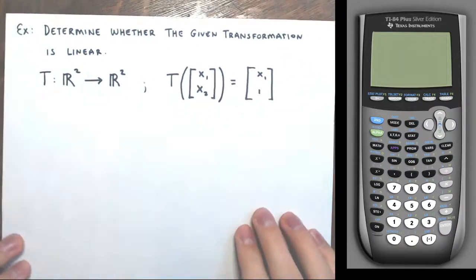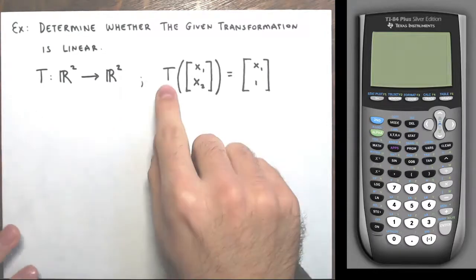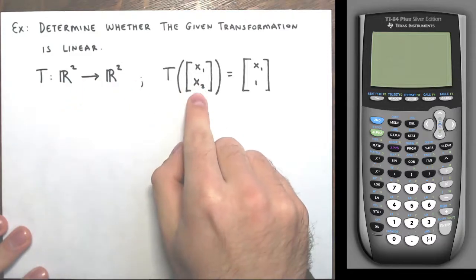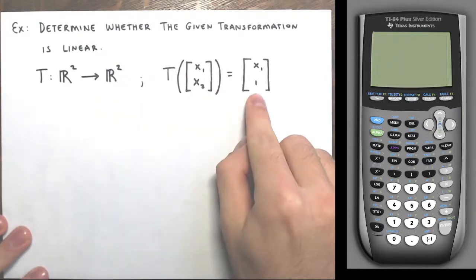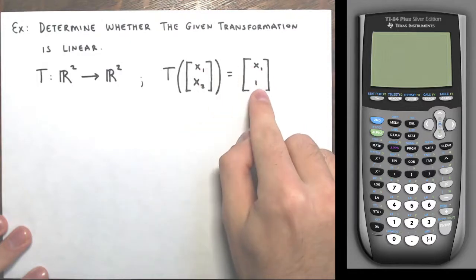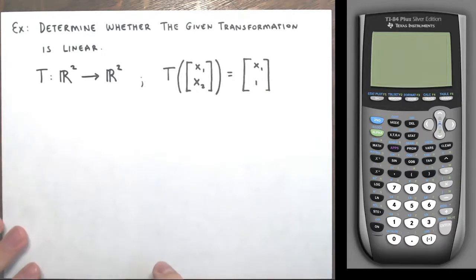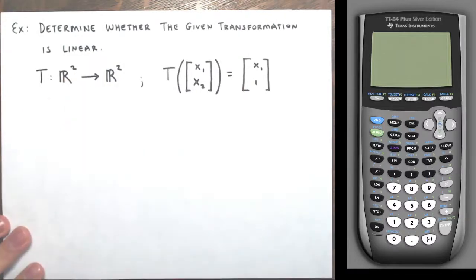So my first example, I have a transformation here from R2 to R2, a transformation between these two-dimensional Euclidean vector spaces. And here's the rule for the transformation. T takes a vector from R2, something with two components, x1, x2 for my input, and the output is also from R2, the codomain, and it's got components x1, and the second component is always 1. And the question is, is this particular transformation a linear transformation?